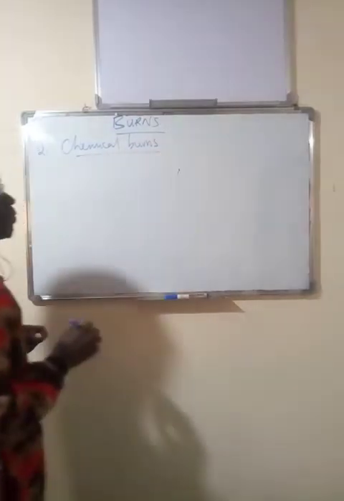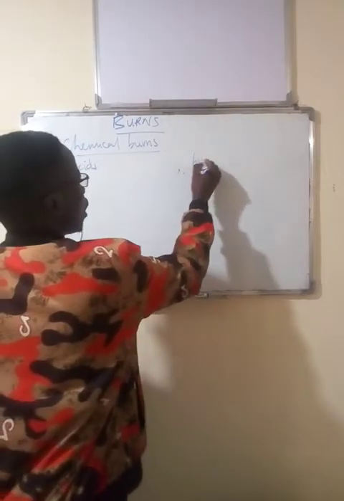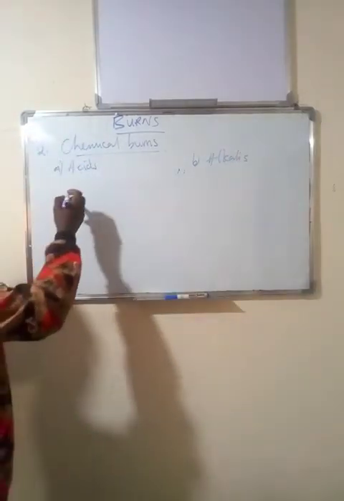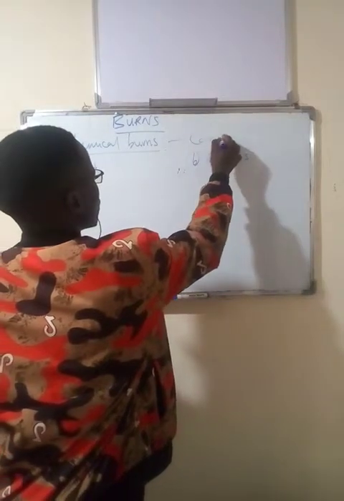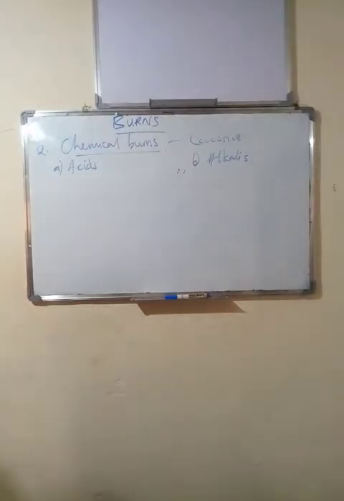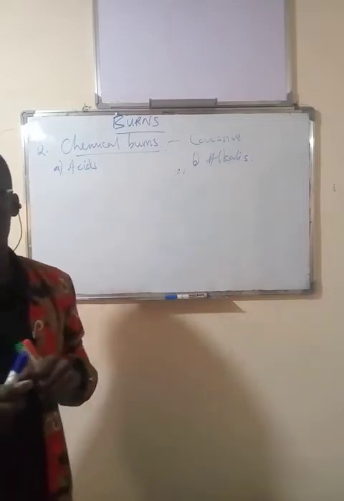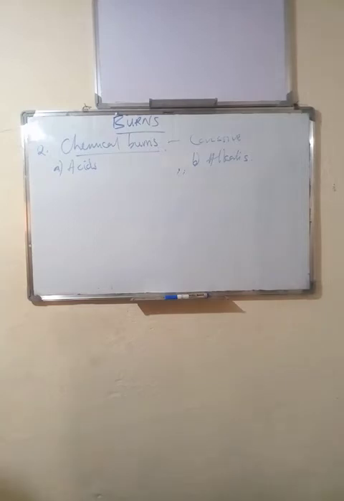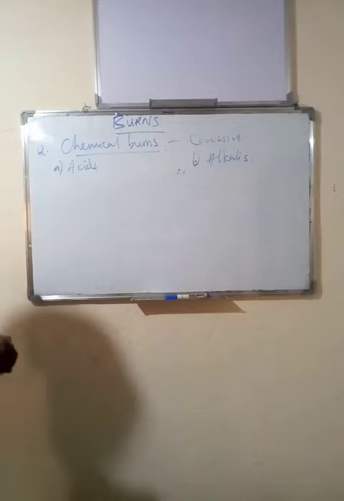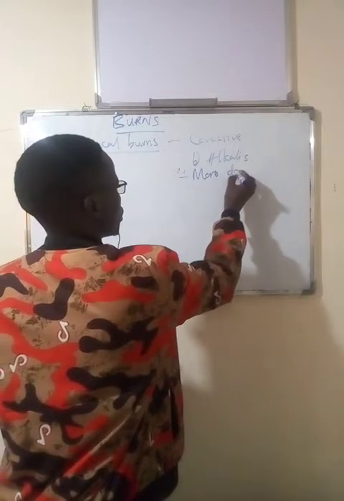Chemical burns, mostly here we have acids and alkalis. So remember, all of these are corrosive. Since they are all corrosive, when they come into contact with any part of the body, they are going to cause burns called chemical burns. Now, of the two, between acids and alkalis, we should know that alkalis are more dangerous.